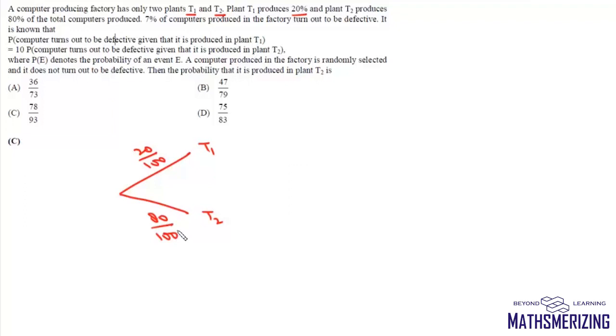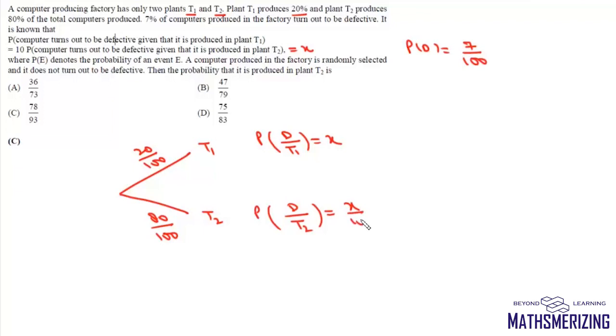80 by 100. If 7% of the computers produced in the factory turn out to be defective, so overall defective will be 7 by 100. It is known that the probability a computer turns out defective given that the product is from plant T1 is 10 times the probability that the computer turns out defective given it is produced in plant T2, and suppose this is X. Now first one is the probability it is defective if it has come from plant T1, it will be X, and the probability that it is defective if it has come from plant T2 will be simply X by 10.